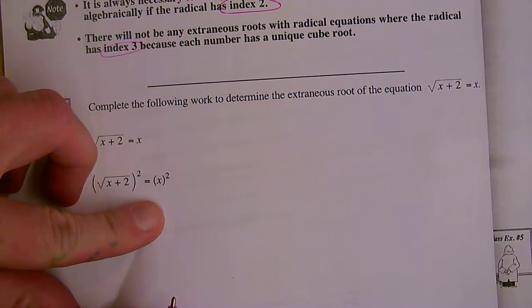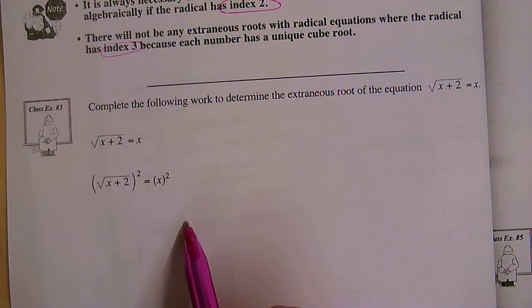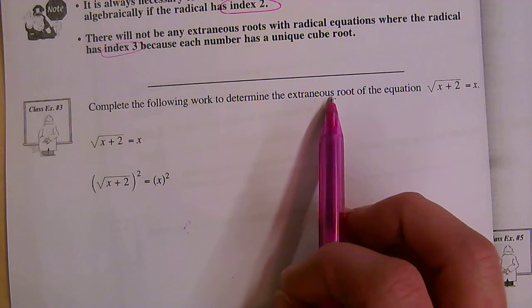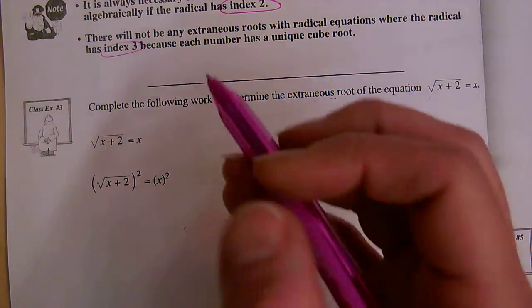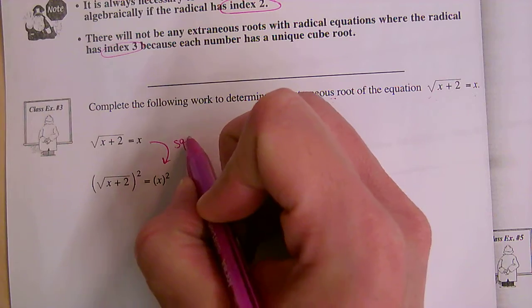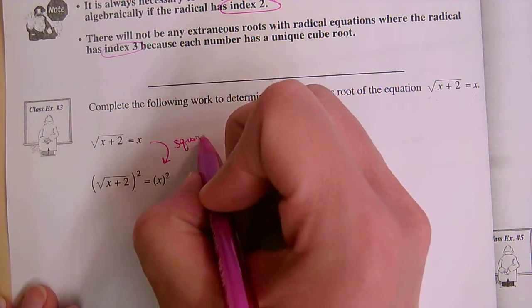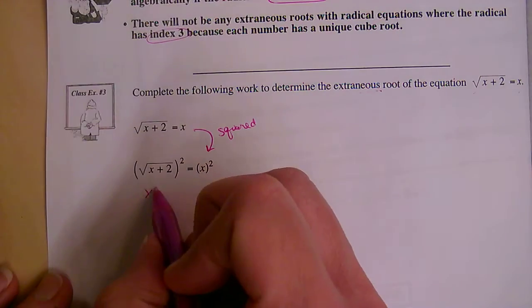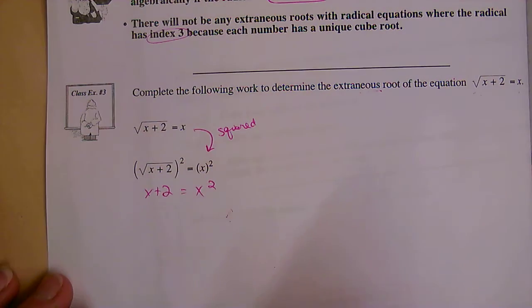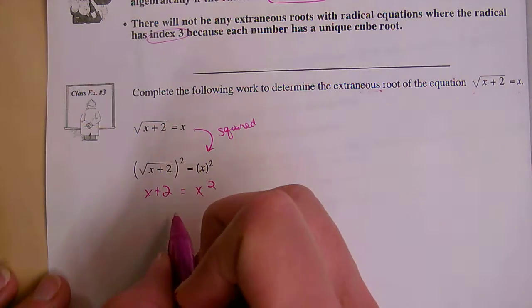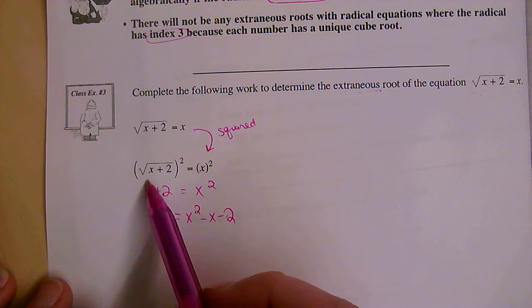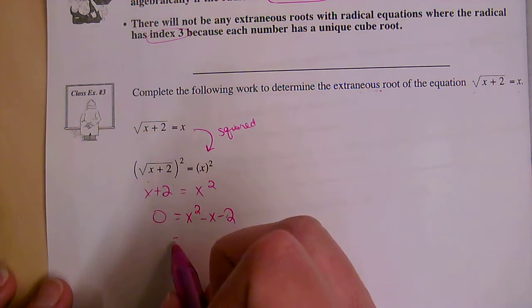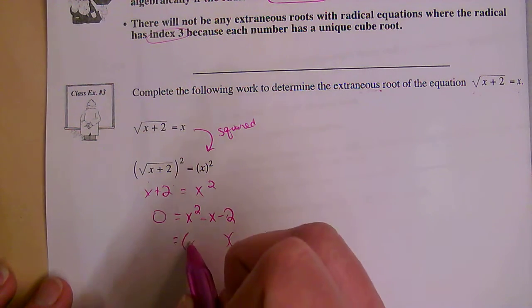So let's look at example 3. Complete the following work to determine the extraneous root of the square root of x plus 2 equals x. They've done the first step for us. They've squared both sides. That's going to get rid of the radical, and that, of course, is just going to give me my x squared. Then I'm going to move everything over, so minus x minus 2.